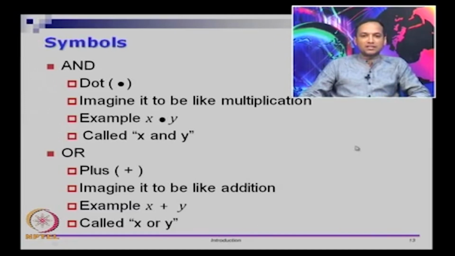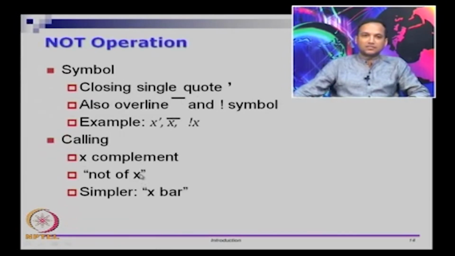An example here is x plus y. So x plus y is read as x or y. Till you are comfortable with these notations, I suggest that you read it as x and, x or instead of the dot and plus symbols.